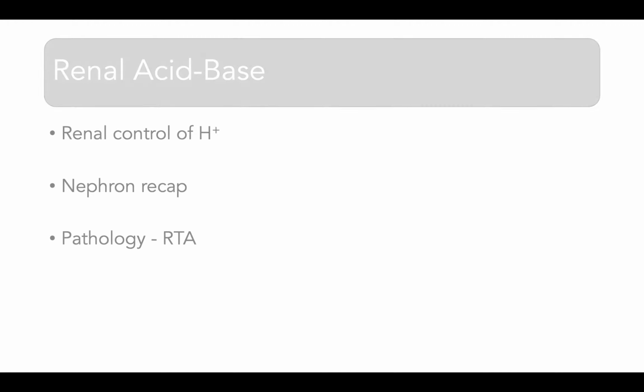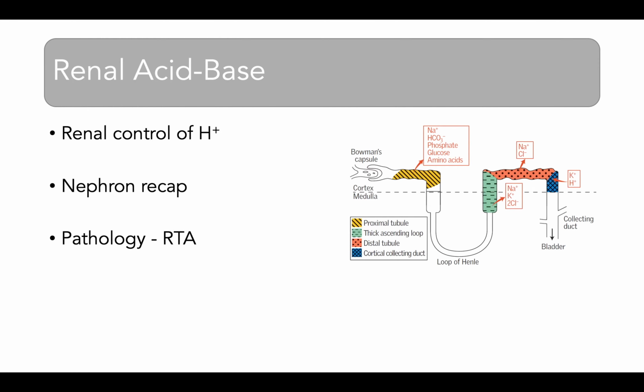So let's get into it by talking about renal control of H+. I'm going to talk to you about how the kidneys control pH. To do that, we're going to take a look at a diagram of the nephron, a bit like this one, but a bit simpler. And once we've done that, I'll show you a pathology of renal acid-base control. And the only one I could think of was renal tubular acidosis.